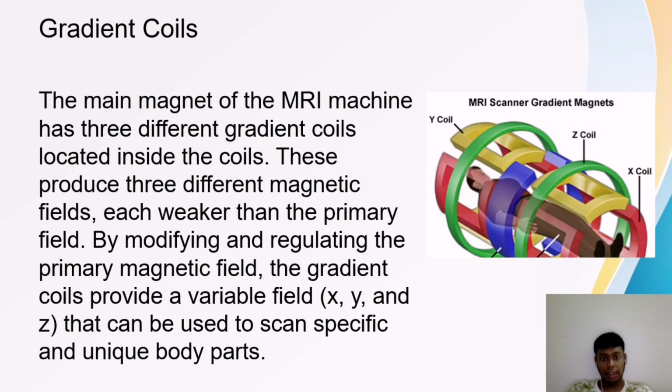These produce 3 different magnetic fields, each weaker than the primary magnetic field. By modifying and regulating the primary magnetic field, the gradient coils provide a variable field in X, Y, and Z that can be used to scan specific and unique body parts.